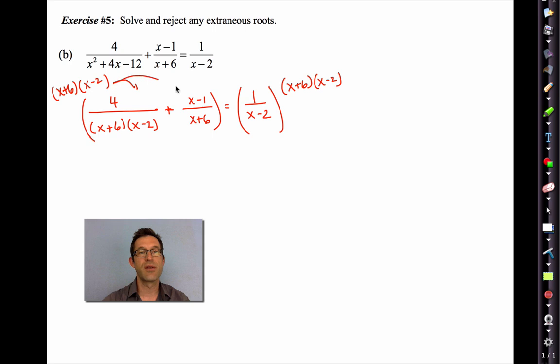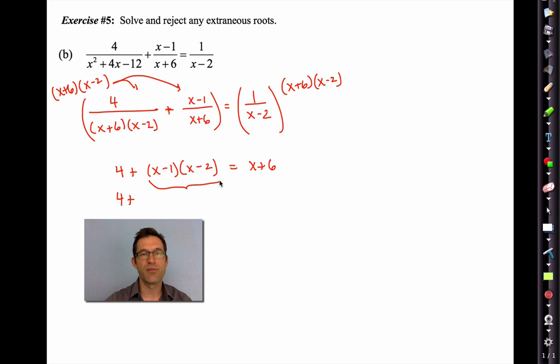All right, this one's got to distribute. This one doesn't. One thing that's nice is immediately when I multiply this quantity by this one, that denominator cancels, and I'm just left with 4. On the other hand, here, the x plus 6's would cancel, but I'd be left with x minus 1 times x minus 2. Over here, the x minus 2's cancel, but that's not so bad because then I'm left with 1 times x plus 6, and I can handle that. So let's keep working it. Right here, we'll have to FOIL it out.